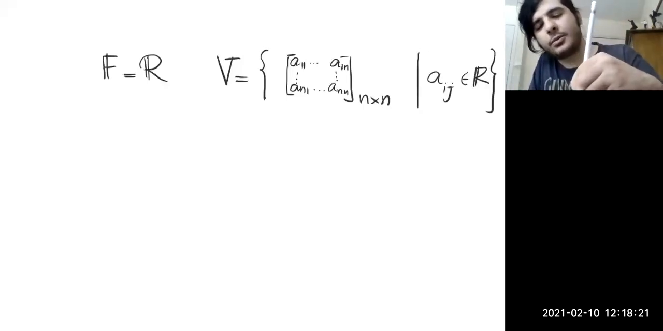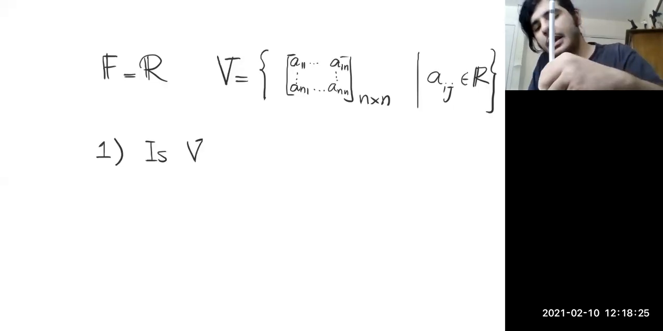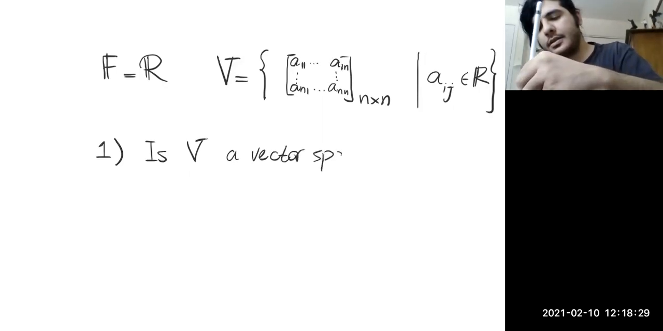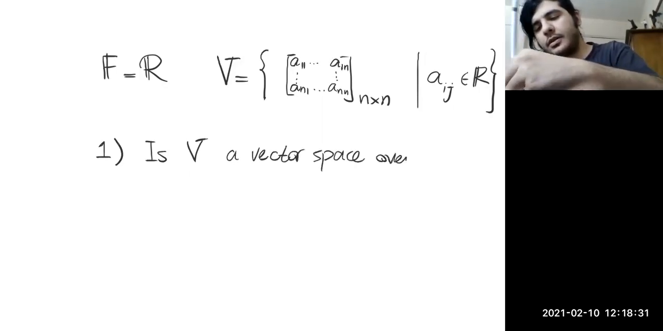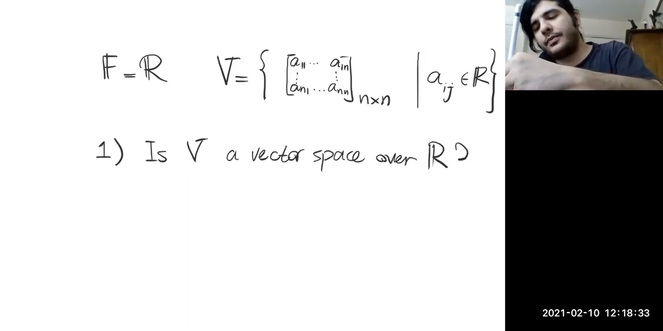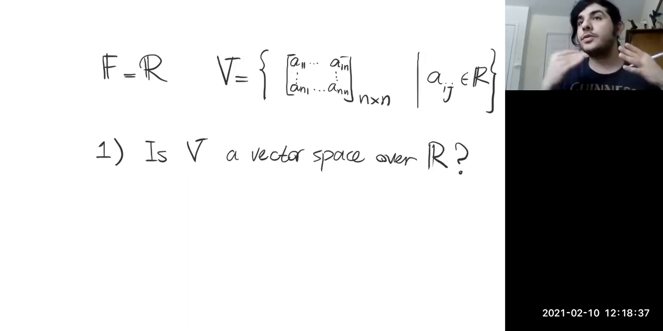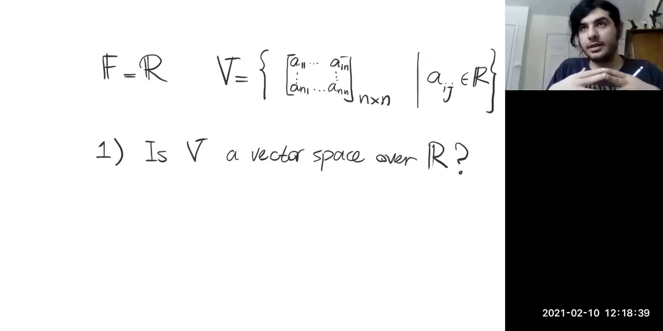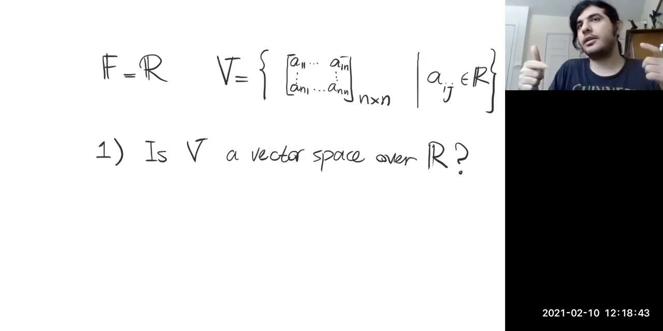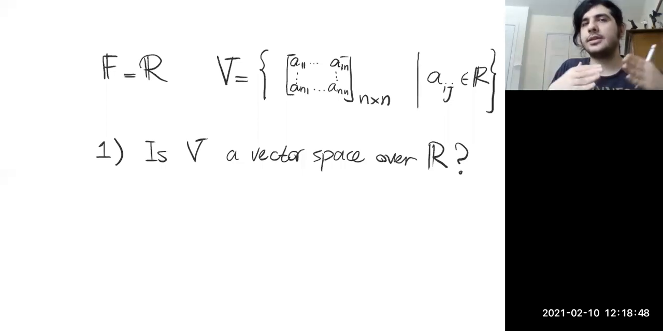Now, first of all, is this a space? Is V a vector space over R? Okay, it's a question. So we should check to see if the definition of a vector space over a field, which here is R, applies here, if it holds. Think about this one for a few minutes, and then I would write down the answer.